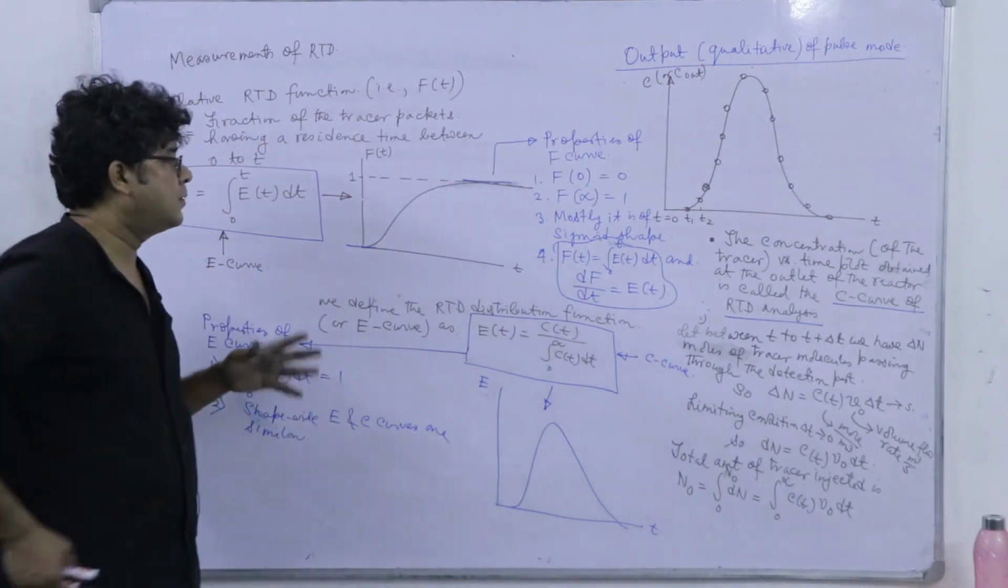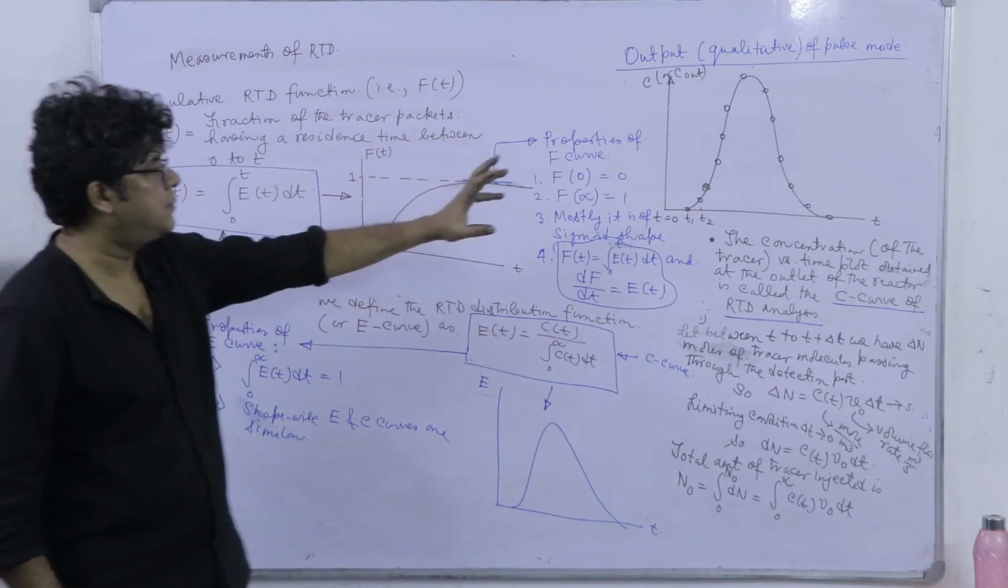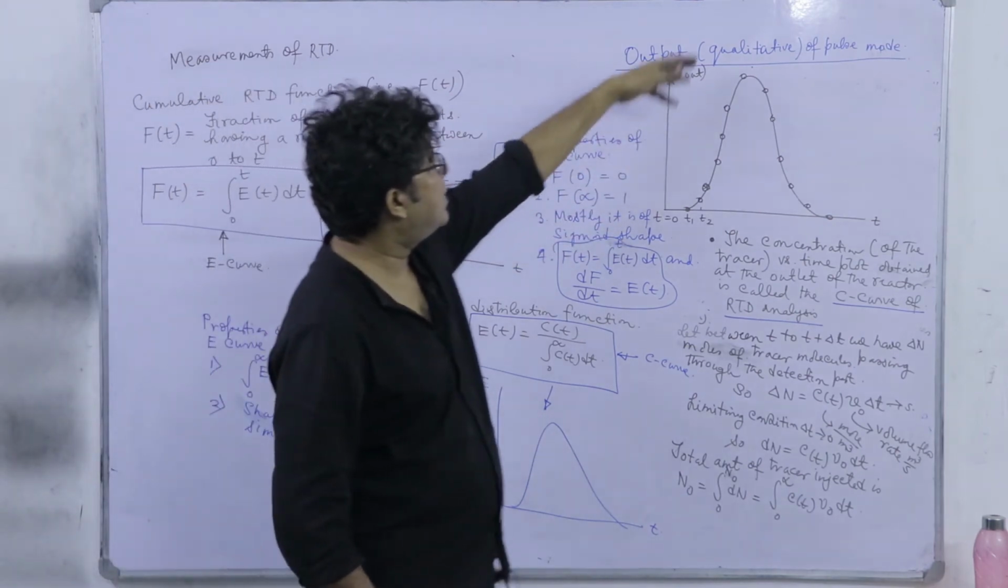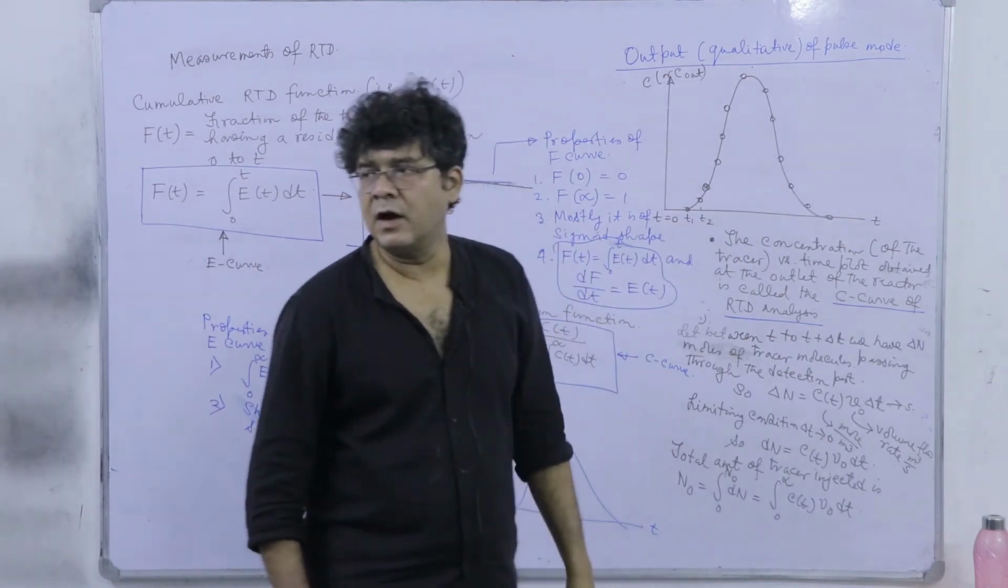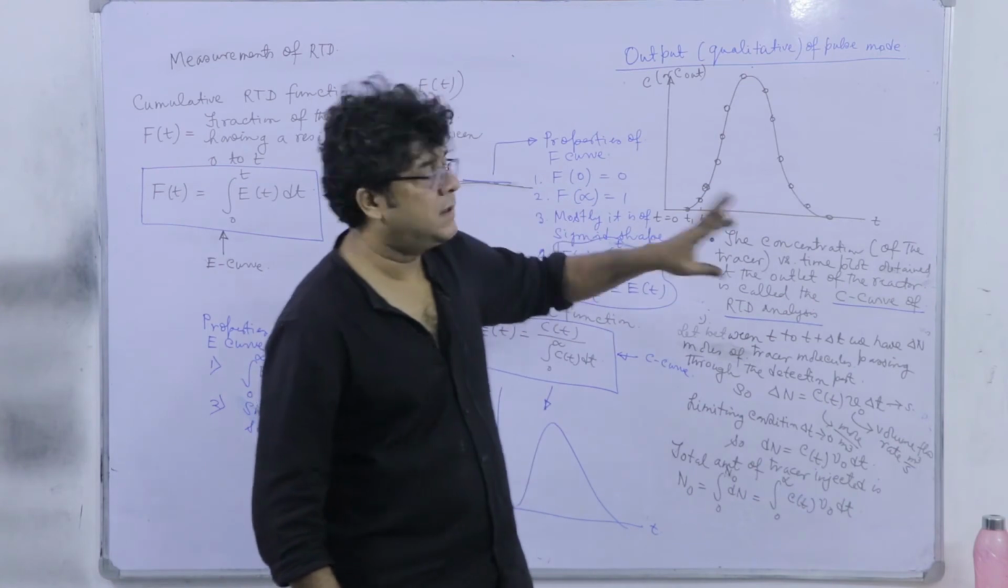So, that is about the pulse tracer input. So, what we have noted? Initially, we have generated from the raw experimental data, we have measured the concentration of the tracer at the outlet, and from there we have first plotted the C curve.